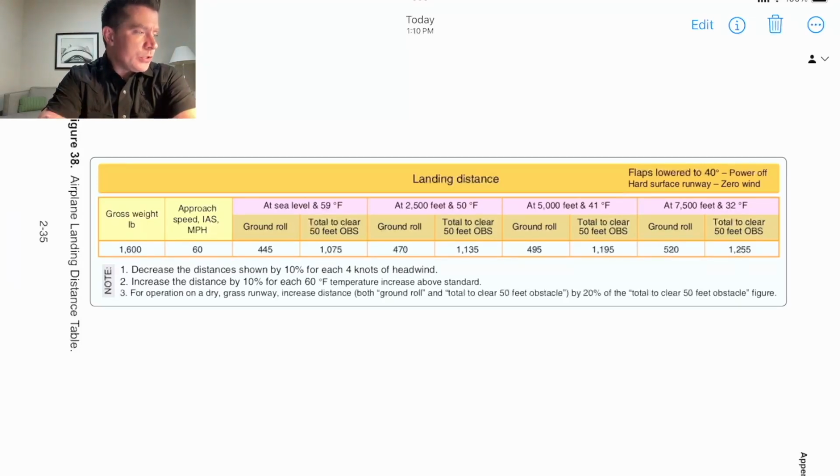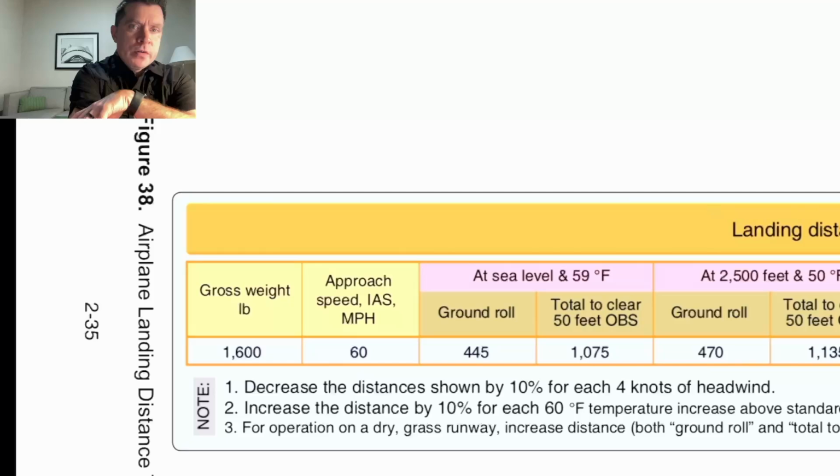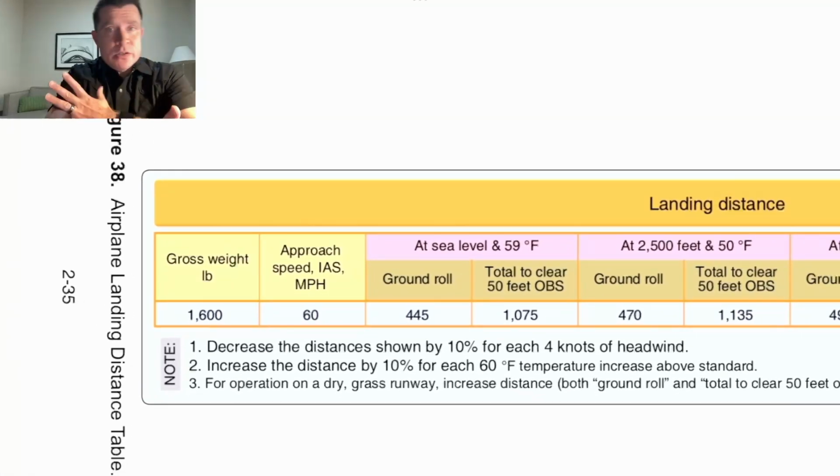First of all, you're going to look at your gross weight, which is over here. And you see that there's not a lot of choices on this one, so you kind of know what you're going to get. So approach speed 60.